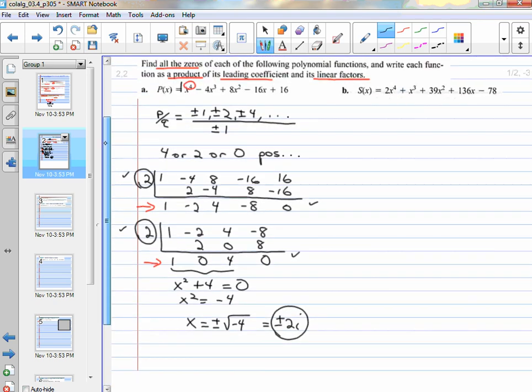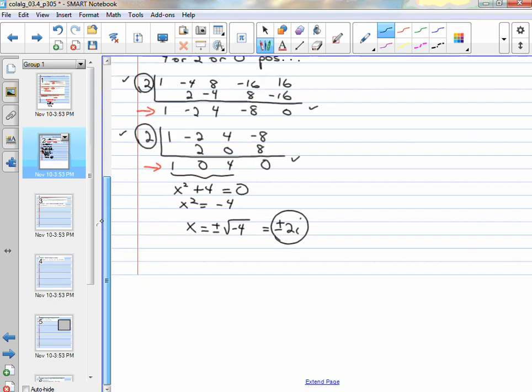So, first thing they said is find all the zeros. So let's list our zeros. My zeros are plus or minus, whoops, it wasn't plus or minus 2. I had 2, and it occurred twice. And plus or minus 2i.